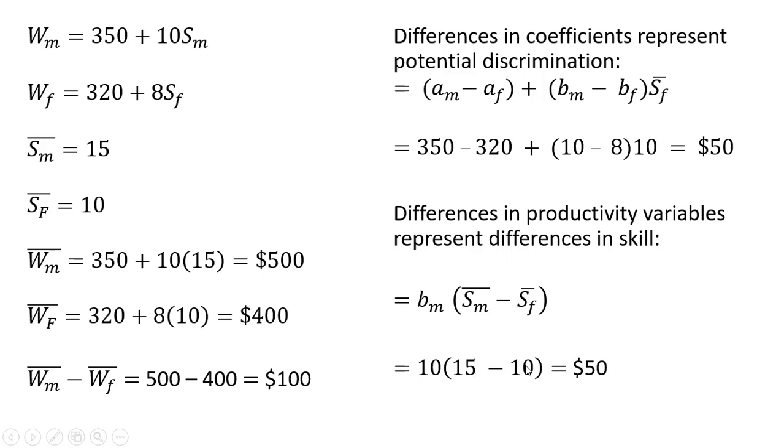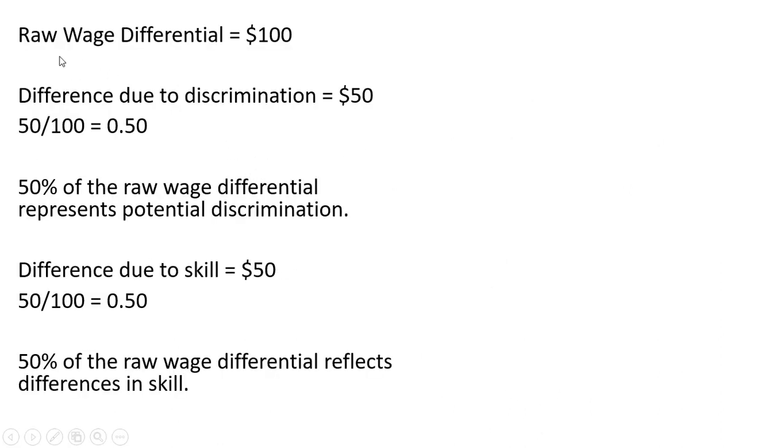Males on average have 5 more years of schooling than females. If we multiply that by the coefficient on males in the males' earnings regression, we get $50. So to sum up, we found a raw wage differential of $100. Males were earning $500, females $400 a week. Differences due to discrimination, we found that to be $50. So 50% of this raw wage differential represents potential discrimination. And in terms of differences due to skill, half of this $100 represents simply the fact that males on average have more years of schooling than females.